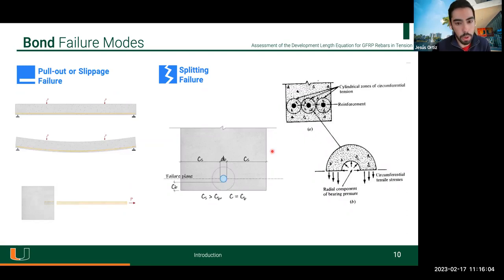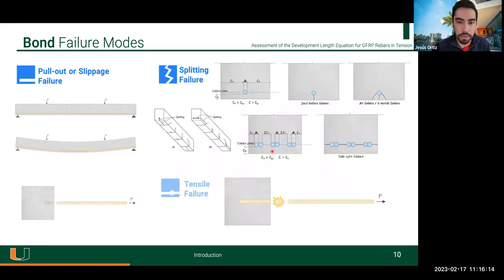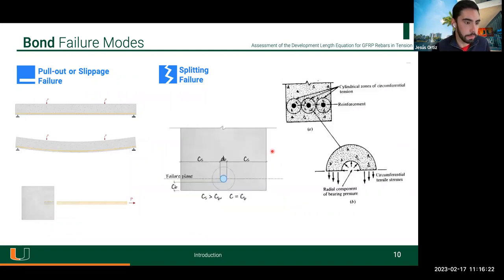So bond failure modes, we could categorize them between a pull-out or slippage failure and a splitting failure. What do we want? Usually we want to have the tensile failure. We want to break the bar, assuming that the bar is well anchored in the concrete, so we can break the bar.